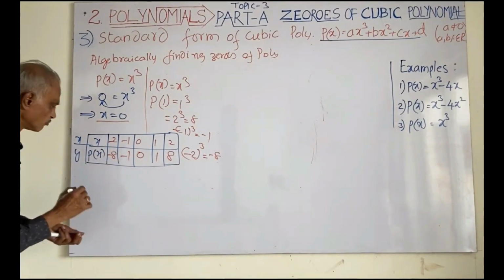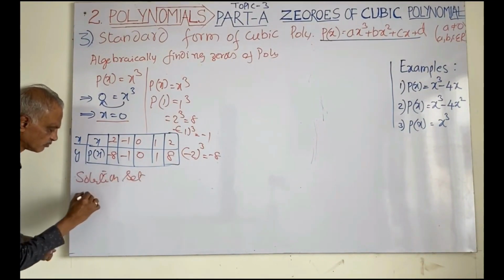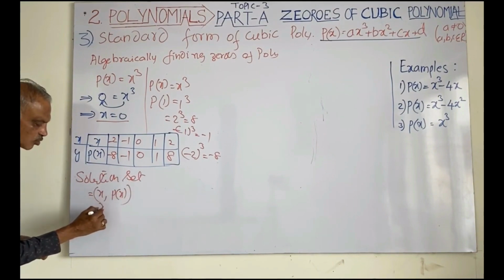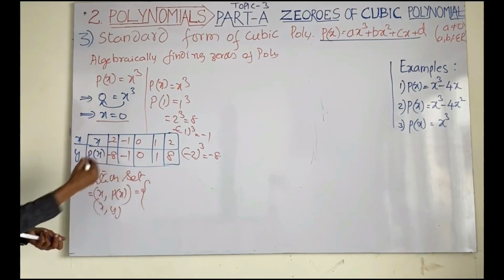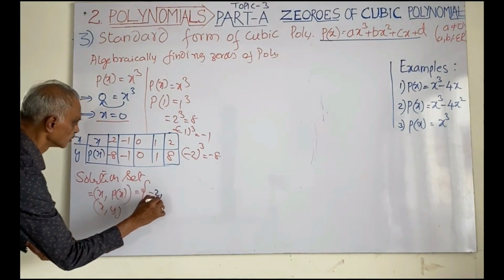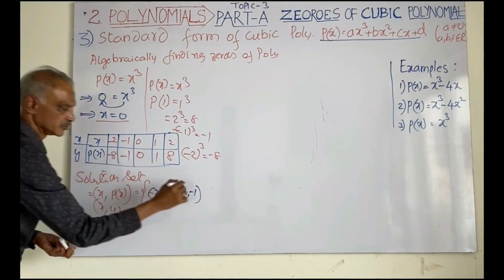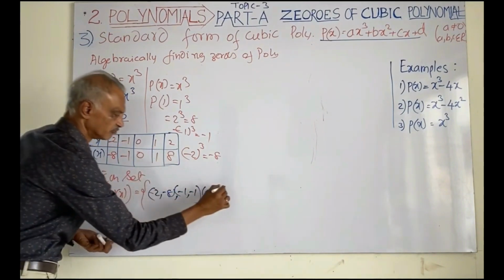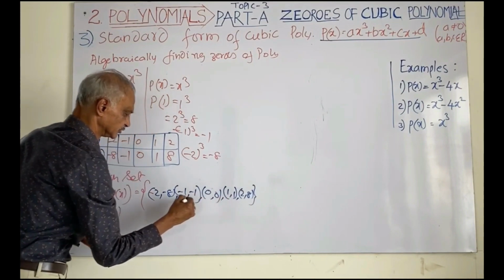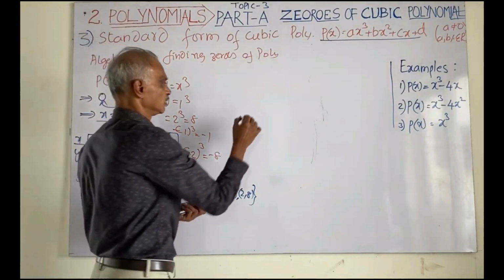With the help of this, what is the solution set here? It is in the form of p of x, means x coordinate and y coordinate. What is the solution set? Minus 2, minus 8, minus 1, minus 1, 0, 0, 1, 1, 2, 8. This is the solution set. We have to draw the graph.